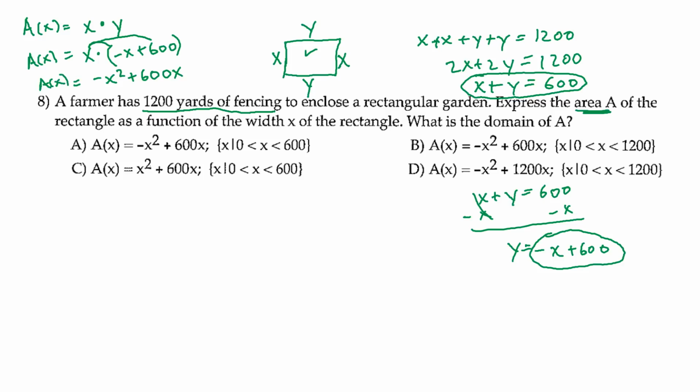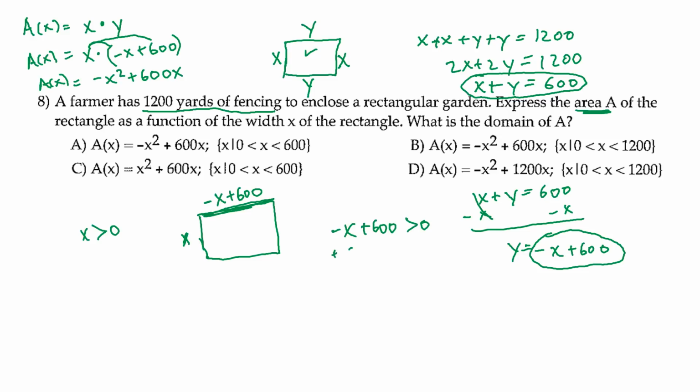But it looks like there are two answers that have that, so we need to work on the domain. So what is it that we know about sides? Well, we know that sides cannot have negative measures. So if this side is x, that means that x has to be greater than 0. Similarly, for this side, which we figured out is the same as negative x plus 600, because that's the y value, that side also has to be greater than 0. So we can say negative x plus 600 is greater than 0.